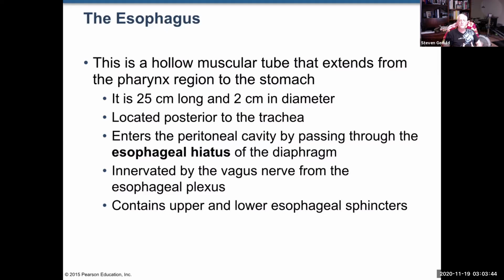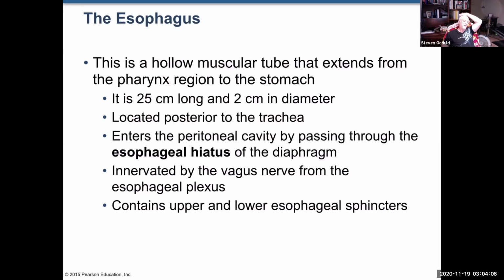Because remember, a bolus of food has a lot of mass to it. It'll force its way through the muscular lining of the esophagus. Air doesn't have that mass. So for air to move, we have to keep the airway open. We keep it open with those cartilaginous rings that keep our trachea open and do not allow it to collapse. So air can be transferred.